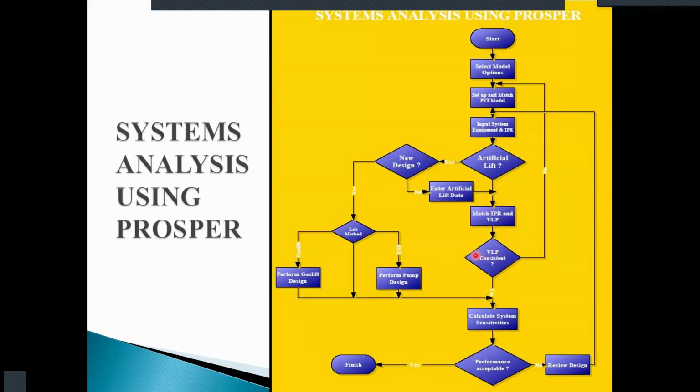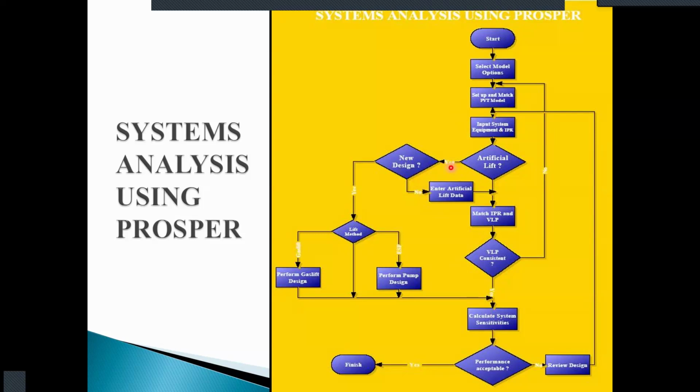Then if the VLP is consistent, if it is actually matching the surface production rates, it is okay. If not, again go back to your PVT model, because generally we need to match the PVT. That is most important, because the pressure of the reservoir is declining day by day, and that won't honor your initial PVT model. If it is yes, then we can calculate system sensitivities.